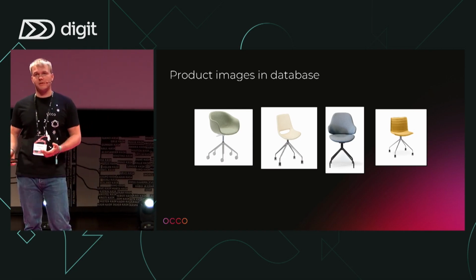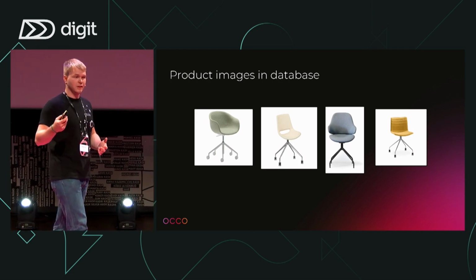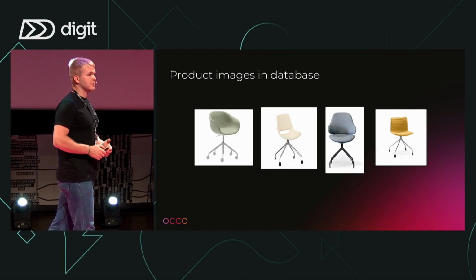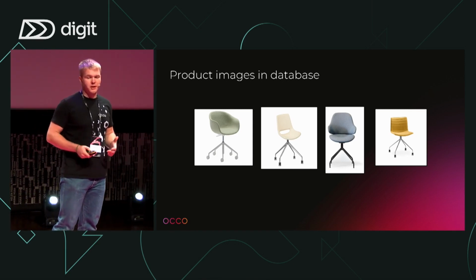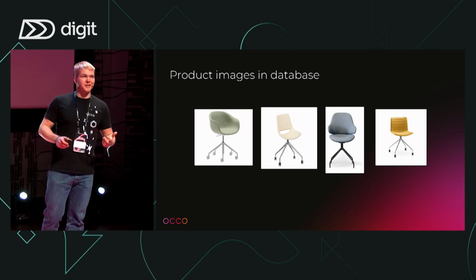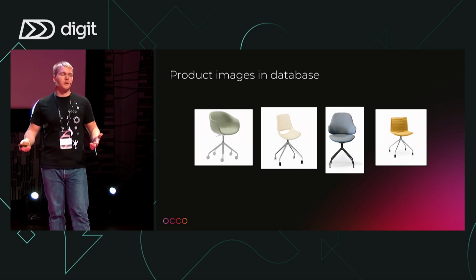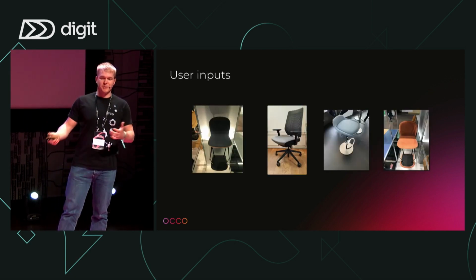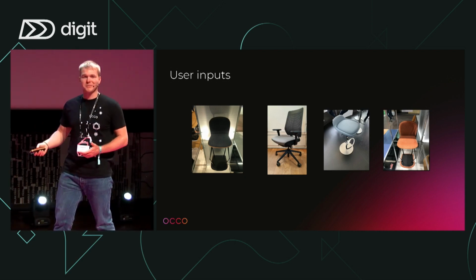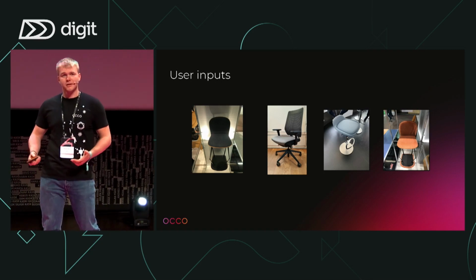But what happens if we try to use the same model to give recommendations or search results to users? Well, what happens if a user can submit their own pictures? Of course, they're not going to submit nice pictures with white backgrounds. They're going to submit pictures like this. Something that has a completely different angle, completely different color, completely different lighting.